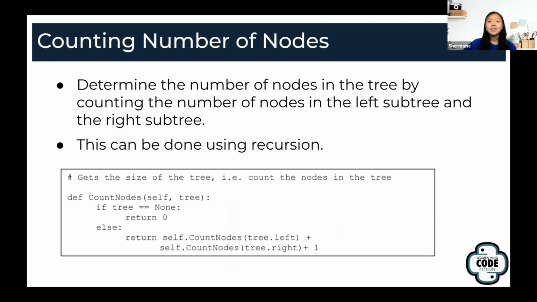So next, we can count the number of nodes. So you want to determine the number of nodes in a tree by counting the number of nodes in the left subtree and then the right subtree. So this can be done using recursion. So if the tree is none, that means that the tree is empty. It will return 0 straight away. If not, it will count the number of nodes on the left subtree and then the right subtree, and it adds 1 because this includes the root node.